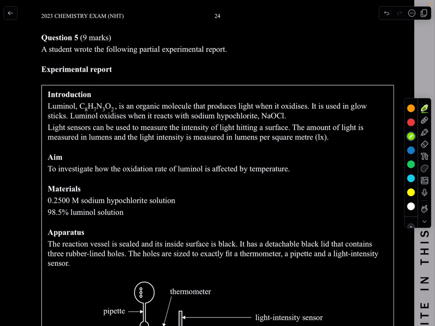To investigate how oxidation rate of luminol is affected by temperature. Easy. So your aim, we already know what our independent variable is: temperature. This is your independent variable, the thing that you're changing, manipulating, and we're basically trying to measure the oxidation rate of luminol, which is our dependent variable.